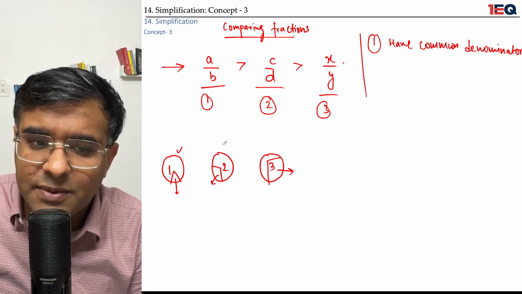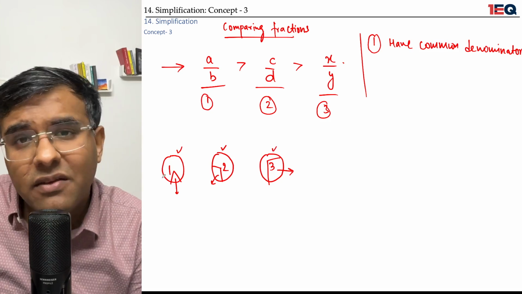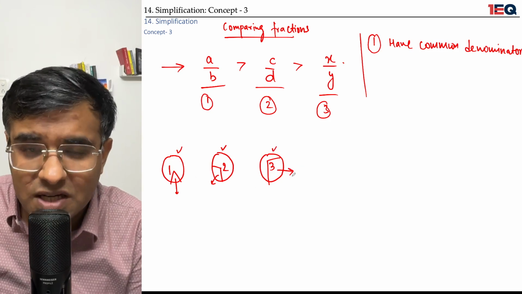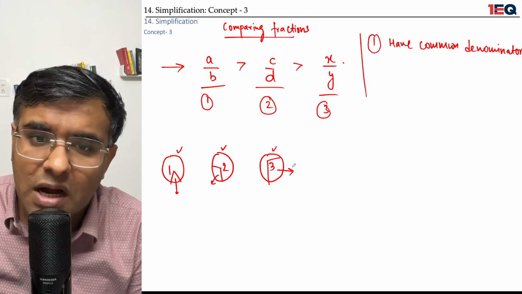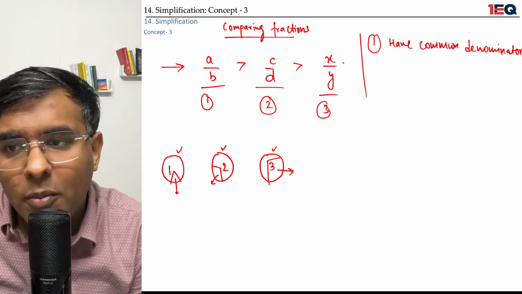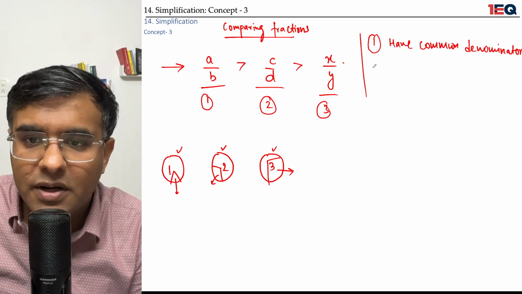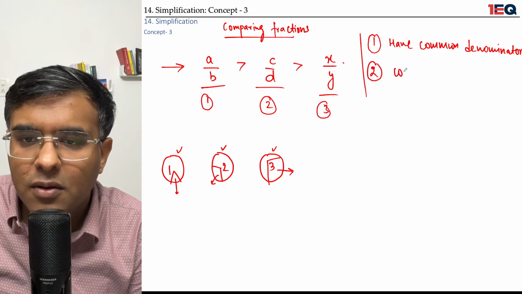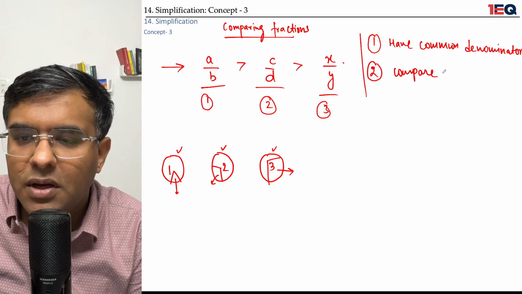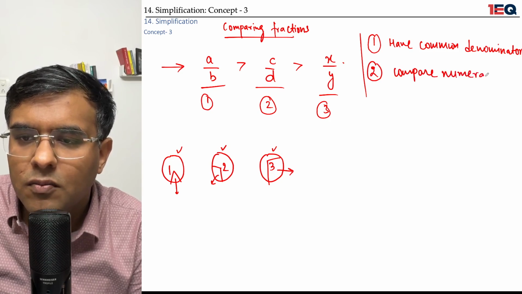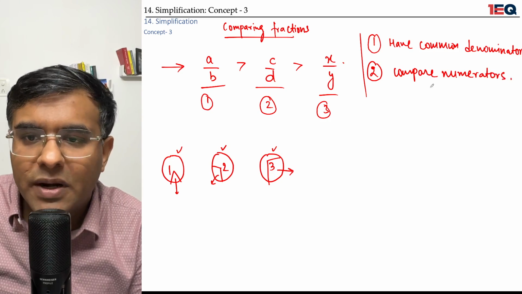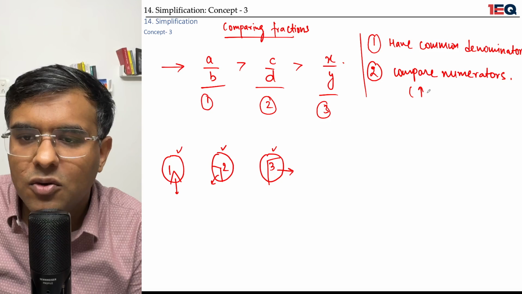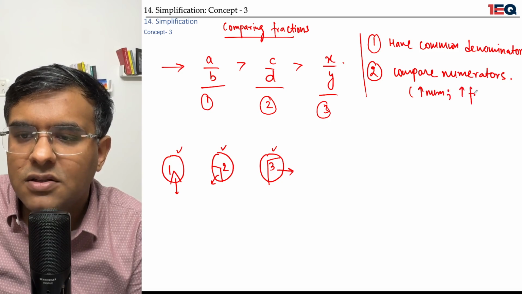Had the three cakes been equal, the first one, the second one, and the third one, then we could have easily said, just by looking at the three portions which have come out of them, that the portions are not equal. So we need to have a common denominator. Once we have the common denominator, then we can compare numerators. Simple. When we compare numerators, greater the numerator, therefore greater the fraction.